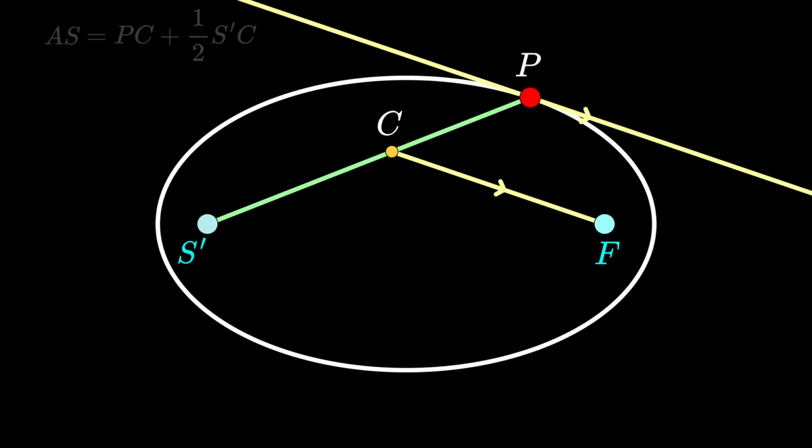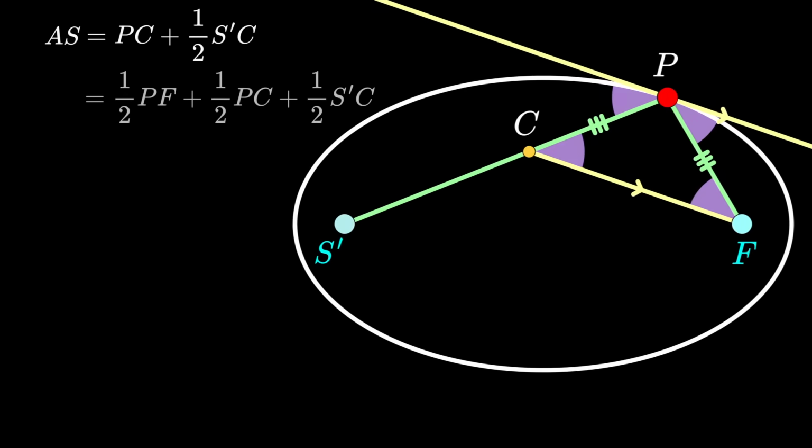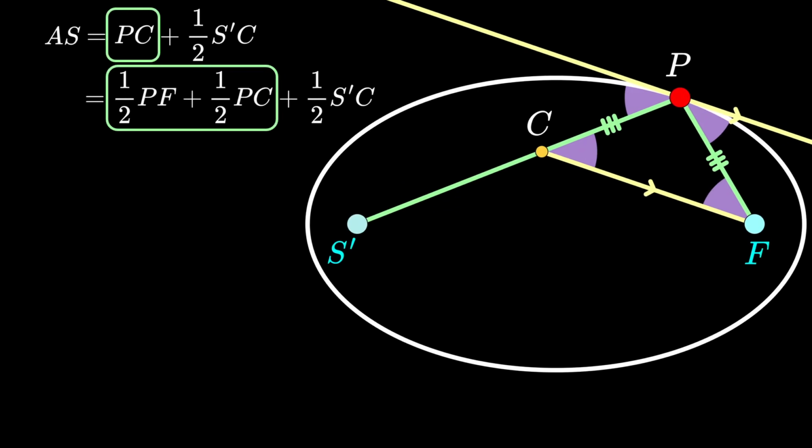Finally, we add this line from P to the other focus and use a property of the ellipse that we talked about in the beginning. These two angles made with the tangent line are the same, and CF is parallel to the tangent line, so the two angles in this triangle are the same, which means that PC and PF are the same length. So we can replace this length PC as half of PF plus half of PC.